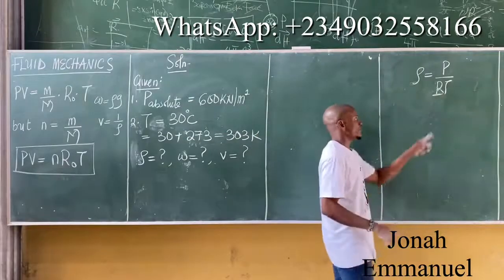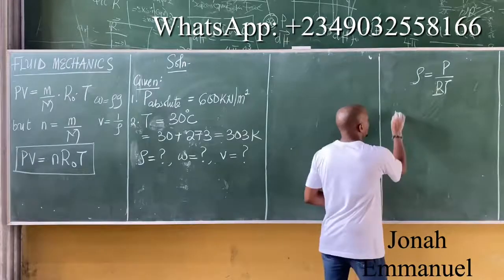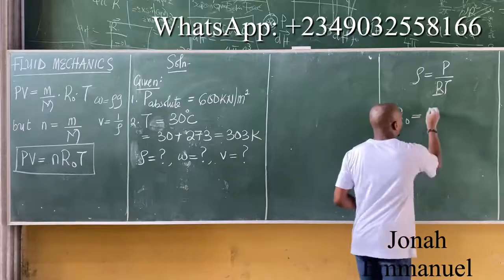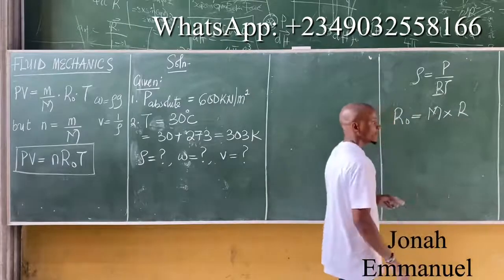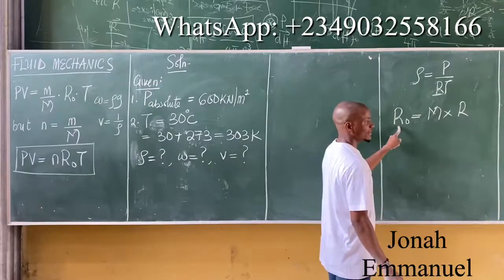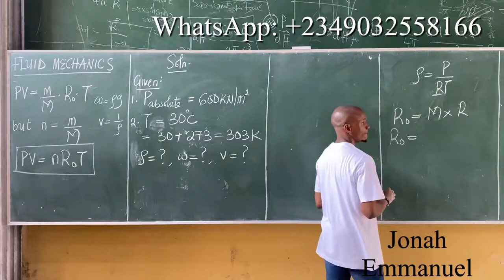Let's get R, please. How do we get R? What's your relationship there? R naught is equal to N times R. And we said R naught is a constant. What's the value again?